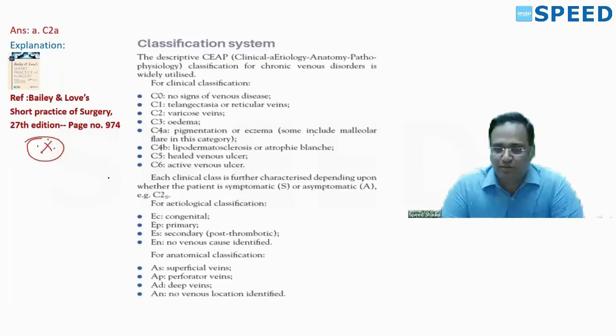What is a varicose vein? A varicose vein is an abnormal, dilated, tortuous venous system, especially the superficial venous system of the lower limb. So abnormal, dilated, tortuous superficial venous system of the lower limb is the varicose vein of the lower limb, correct?